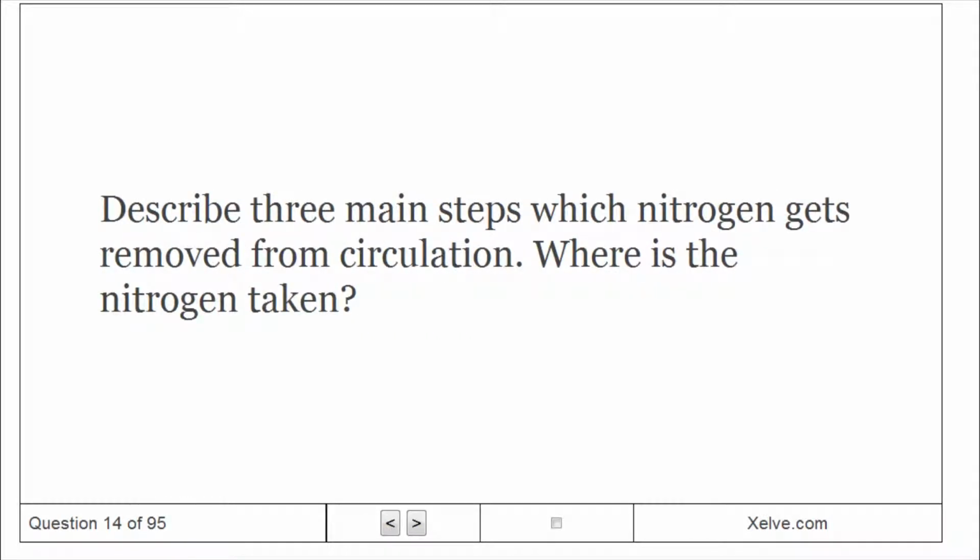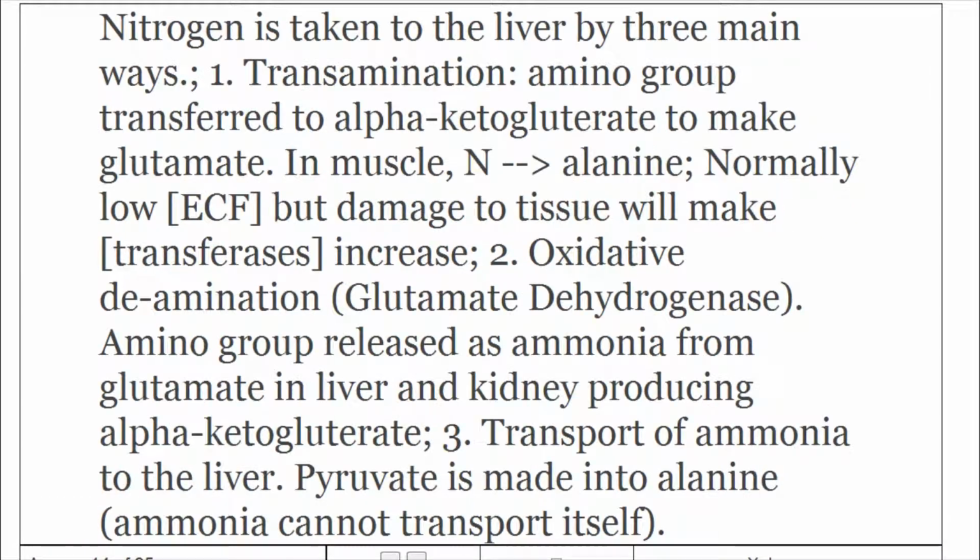Describe the 3 main steps by which nitrogen gets removed from circulation. Where is the nitrogen taken? Nitrogen is taken to the liver by 3 main ways. 1. Transamination, amino group transferred to alpha-ketoglutarate to make glutamate in muscle, and to alanine, normally low in ECF, but damaged tissue will make transferases increased.